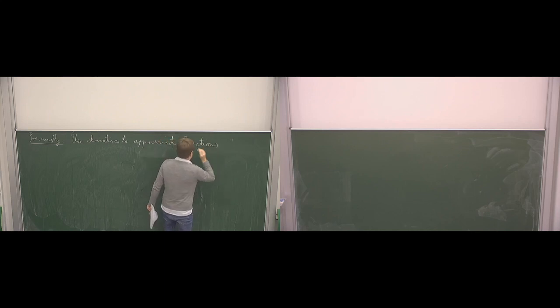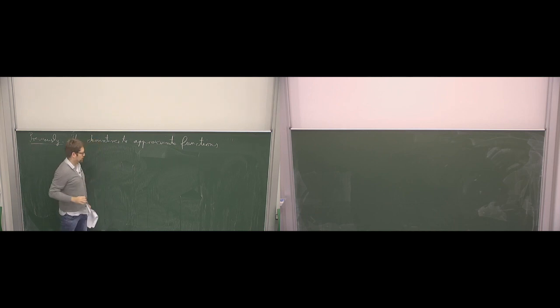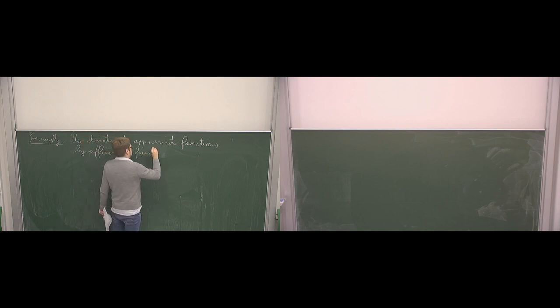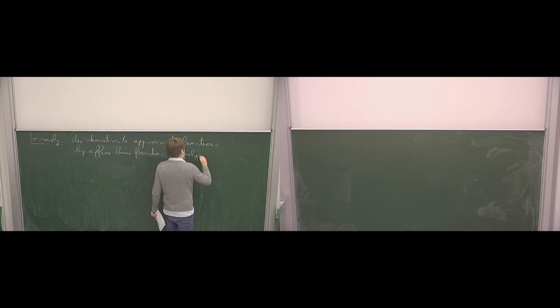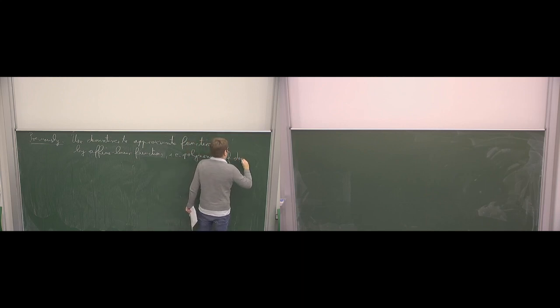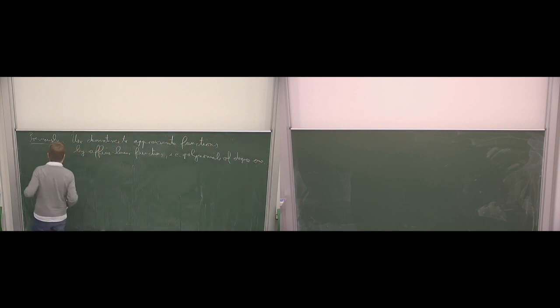So we have derivatives as slopes of tangent lines of a graph, and the tangent line is an affine linear function, so some linear function plus some constant. So we approximate functions by affine linear functions, which means polynomials of degree 1. Okay, so this is what we've done so far.